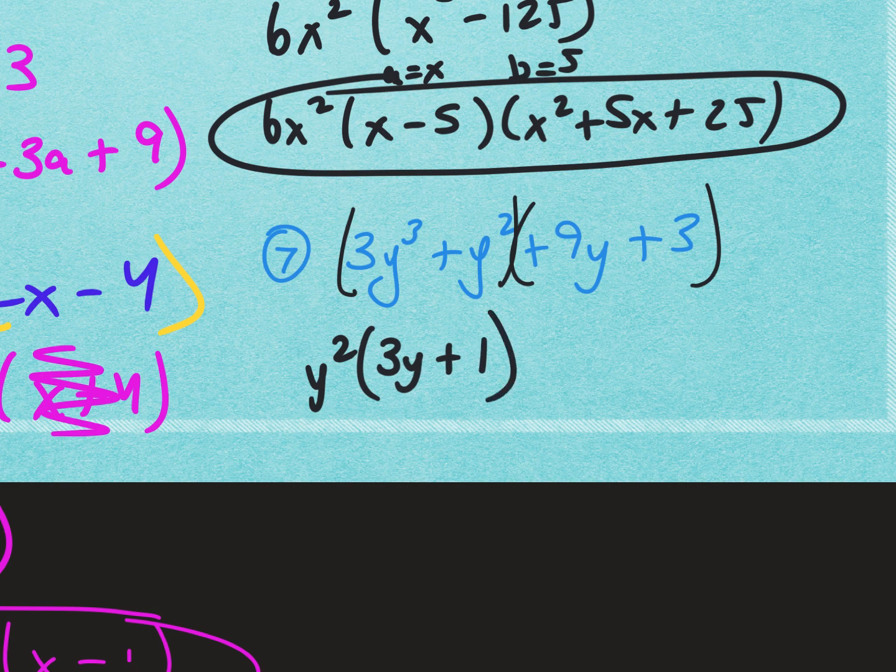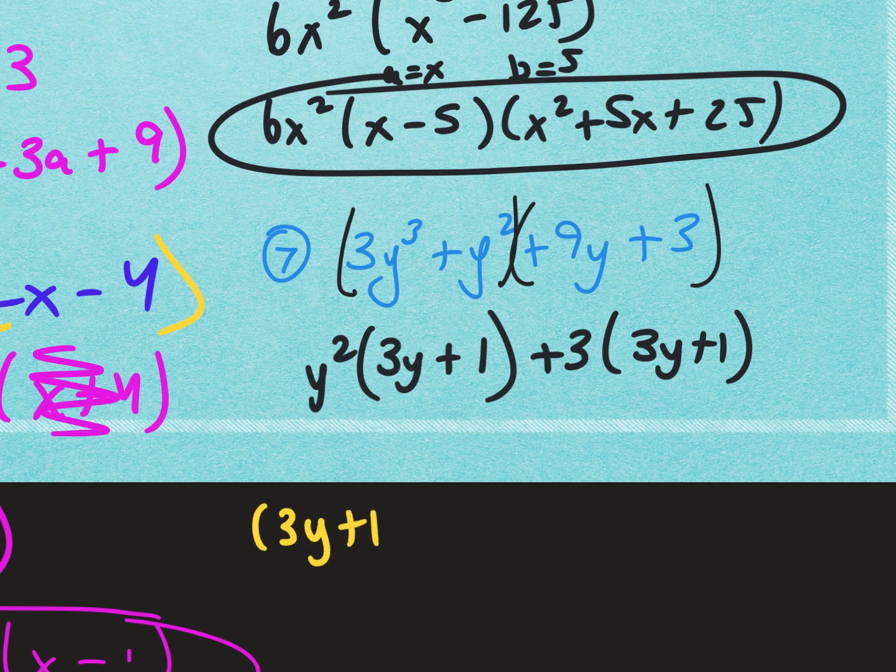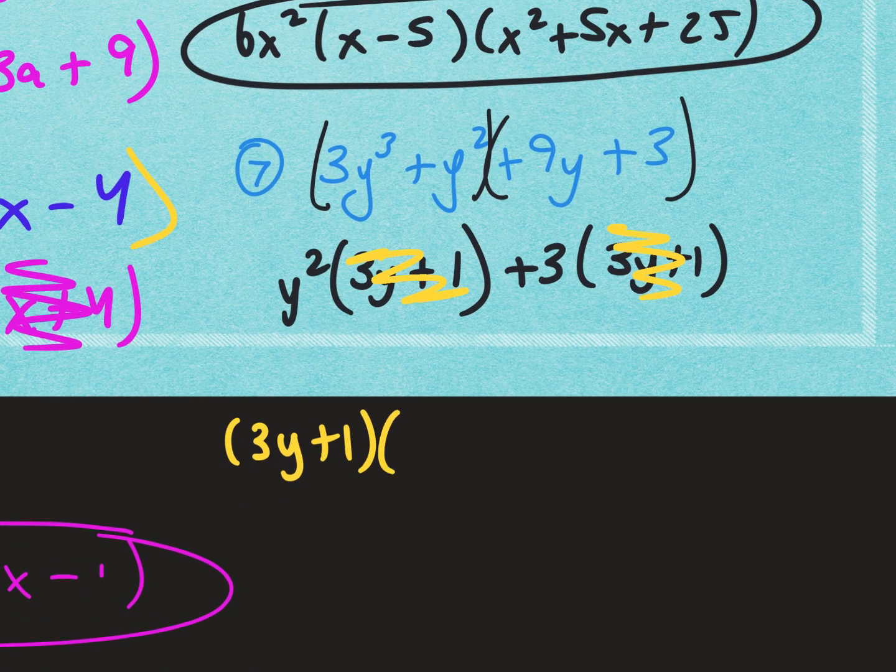plus 1. Okay, so that's what my second parenthesis should look like. Use that as a guide. What can I take out of 9y and 3? Okay, so a positive 3, and I'm left with 3y plus 1. So did this factor nicely? Yeah, my new GCF I'm going to take out right one time is 3y plus 1. And then what happens to my leftovers? They get their own, y squared plus 3.